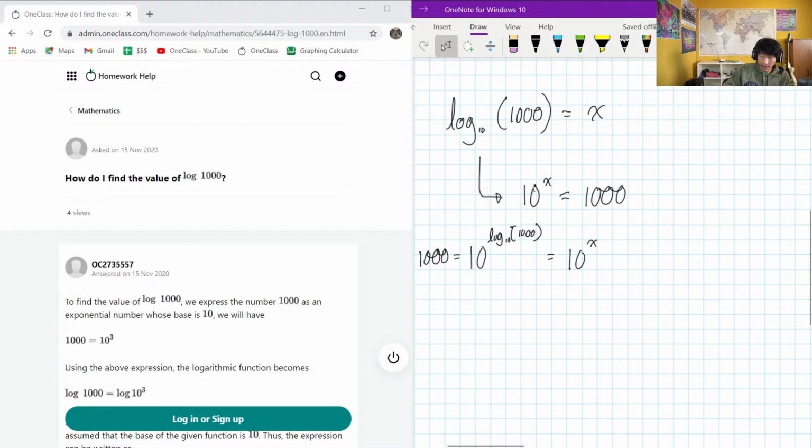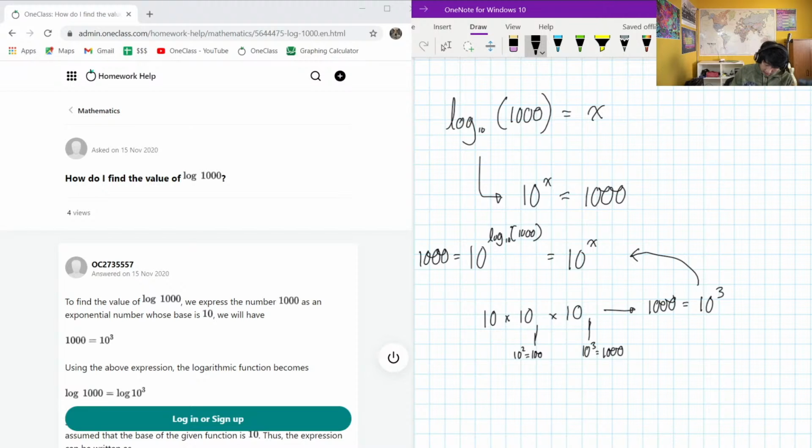So we're looking for 10 to the power of what is 1000. Let's think about multiplying 10 together. If we have 10 times 10, this is 100. 10 to the power of 2 is equal to 100. But if we multiply by 10 once again, we'll get 10 cubed is equal to 1000. And that's exactly what we're looking for. So 1000 is equal to 10 to the power of 3.